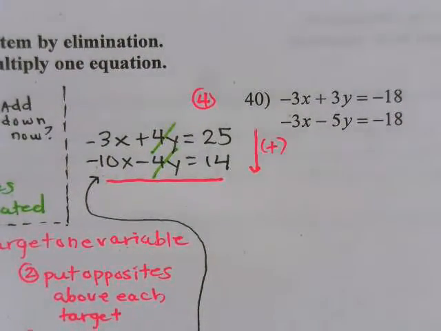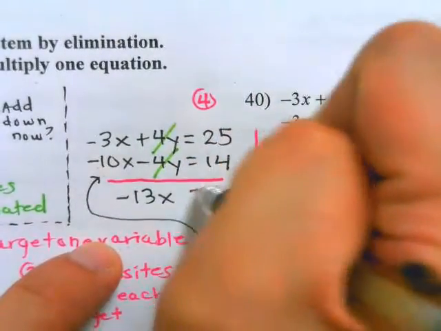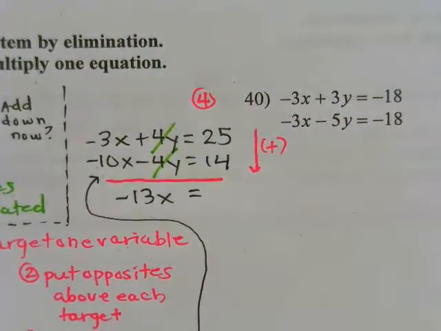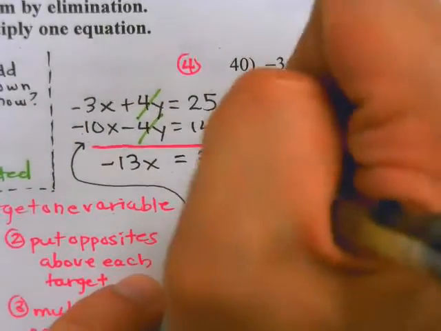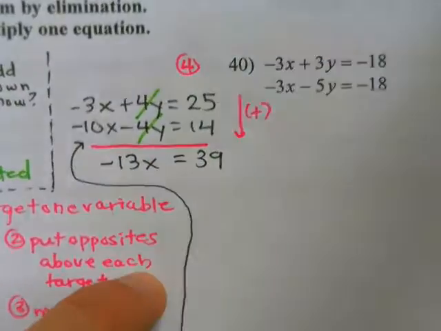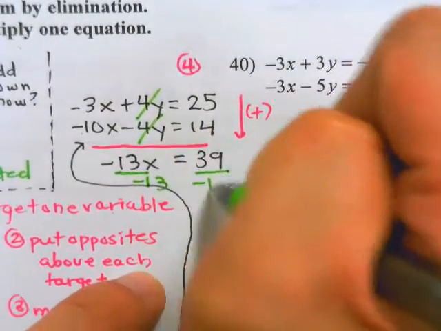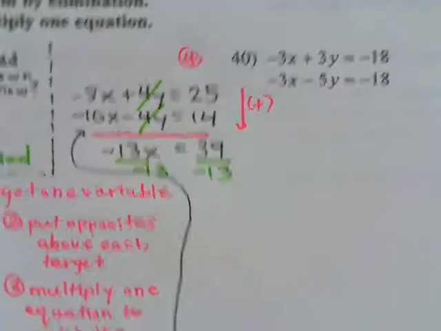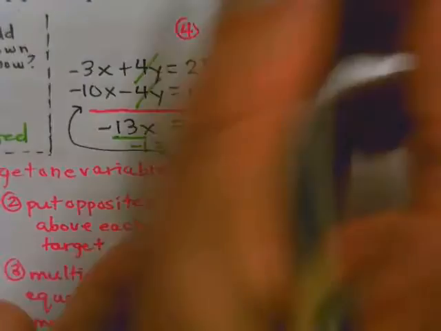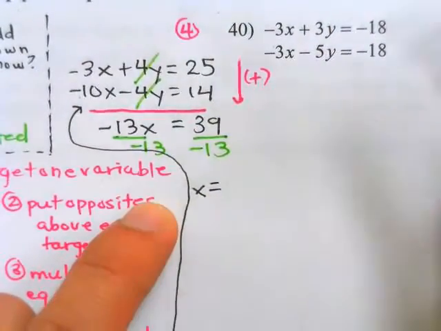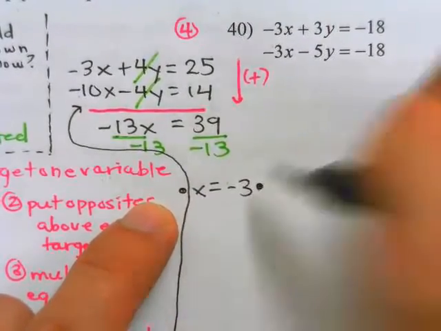What's -3 plus -10? -13x. Remember the y was eliminated. And then I just need help with 25 plus 14. 39. Divide both sides by what number? -13. So yeah, we'll be having some big numbers today, and that's okay. What is our x? Thank you, -3, and we'll just put 2 dots over there.